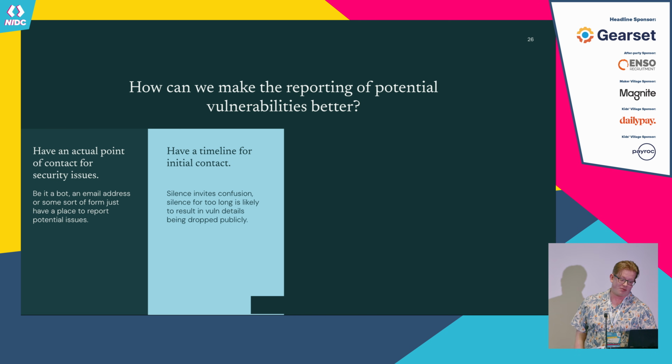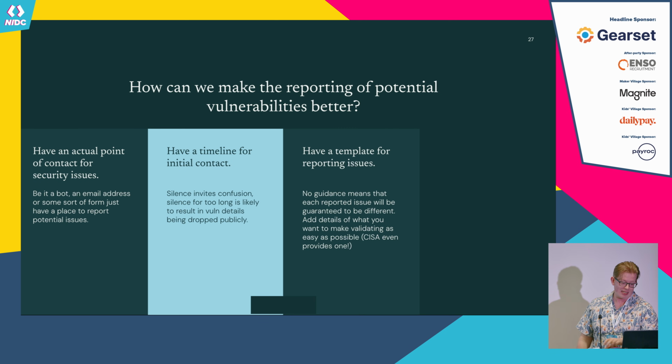Have a timeline for initial contact. Silence invites confusion, and if you're silent for too long, it's probably going to get dropped publicly without you really knowing about it. It's very common for silence to happen in these sorts of vulnerability disclosure scenarios. So if you just give a timeline of being like, hey, we are looking at this, we will get back to you within X time frame, not only does it hold yourselves to account that you actually have something to do there, but it means the security researcher is less likely to go, these guys don't care, publish proof of concept publicly, and then you have to deal with the fallout of that.